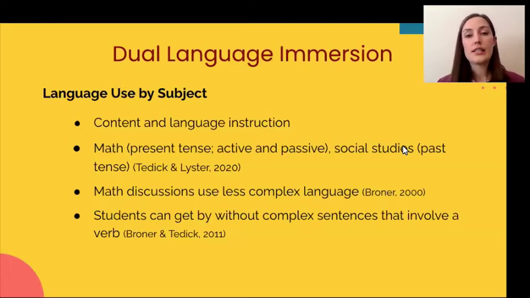while social studies tends to lend itself more to using the past tense. However, some subjects may also lead to less minority language use and or less complex minority language use. Broner notes that when students discuss math together, they tend to use less complex language than when discussing language arts or science.